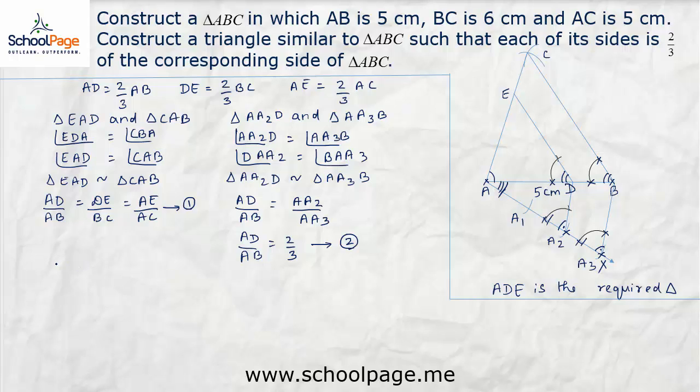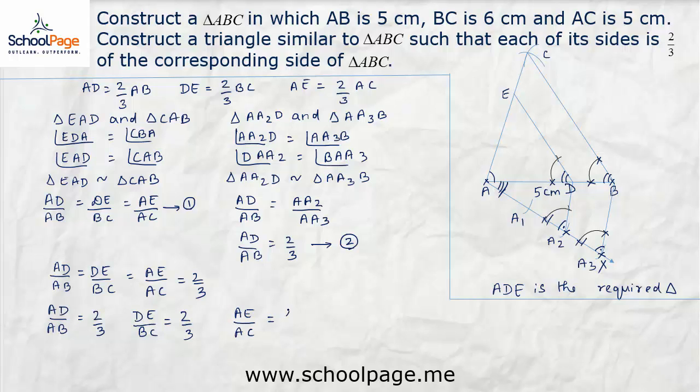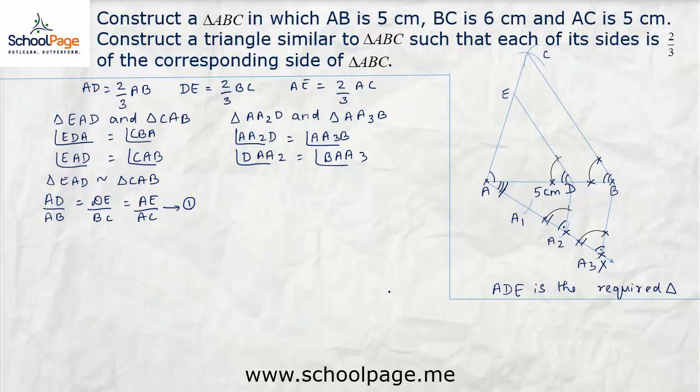Now comparing 1 and 2, we get AD upon AB equal to DE upon BC equal to AE upon AC equal to 2 by 3. So AD upon AB equal to 2 by 3, DE upon BC equal to 2 by 3 and AE upon AC is equal to 2 by 3. AD equal to 2 by 3 times AB, DE equal to 2 by 3 times BC and AE equal to 2 by 3 times AC. Hence this justifies the construction.